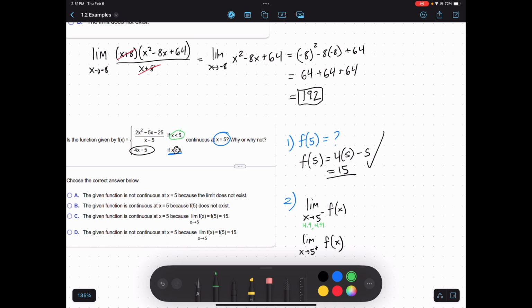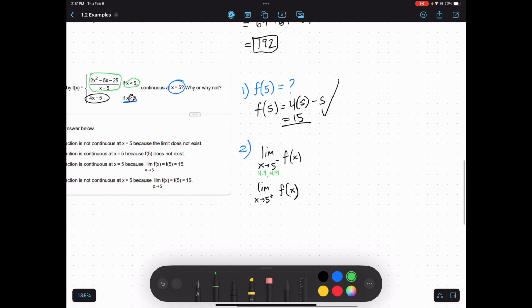Well, if x is less than 5, I'm supposed to use this top rule. So what happens is this effectively becomes the limit as x approaches 5 of this function. I'm going to use this rule because I'm exclusively working with numbers that are less than 5. Okay? So if I use that rule, if I try and plug in 5, I get 0 over 0. I get an indeterminate value.